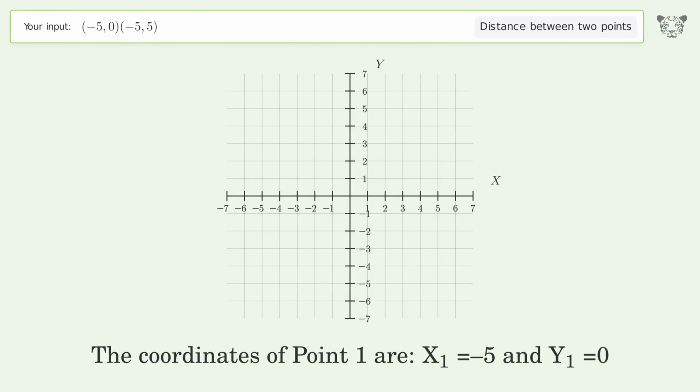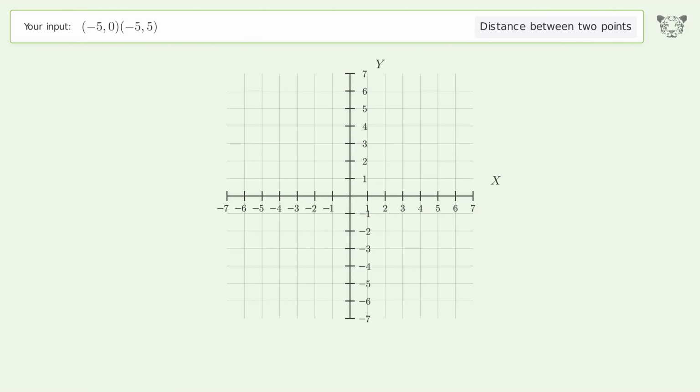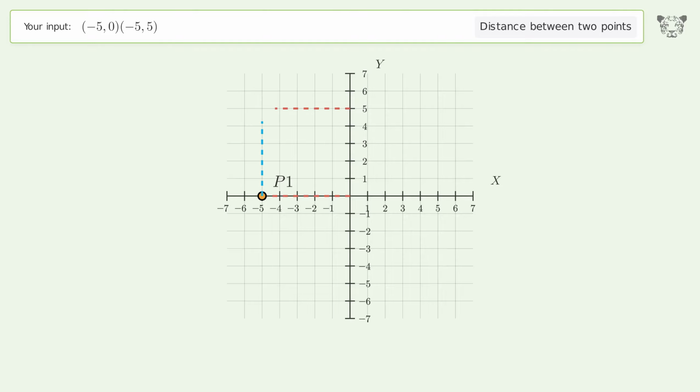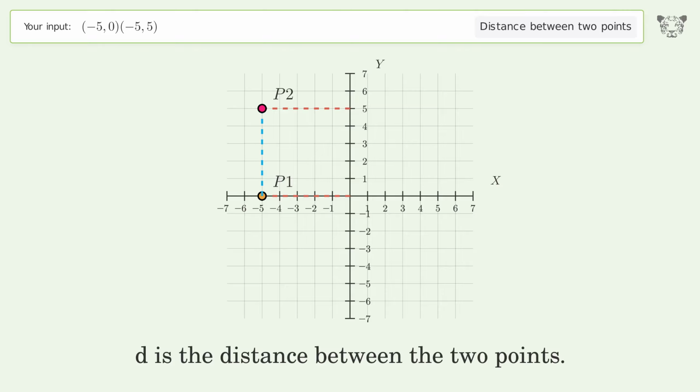The coordinates of point 1 are x1 equals -5 and y1 equals 0. The coordinates of point 2 are x2 equals -5 and y2 equals 5. D is the distance between the 2 points.